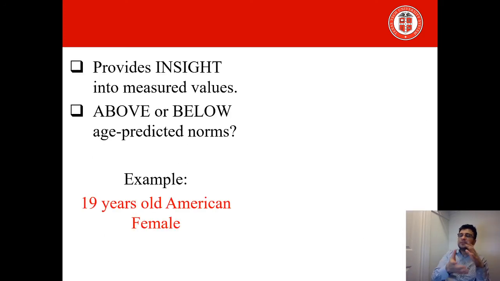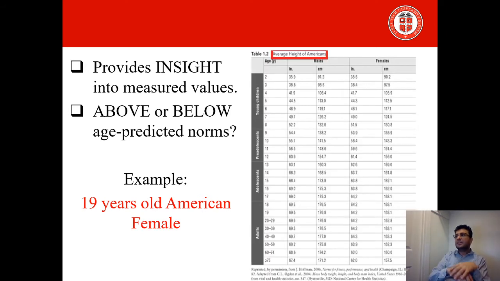Well, this is the kind of example I have just cited, but it's just in words, so you can always see that. It provides insight into the measured values and whether they are above or below the predicted or reference one. And I've cited that if you are a 19-year-old American female, this is the normative data table against which you are comparing. So, for example, if your age is 19 years, you want to go here because this is the age.